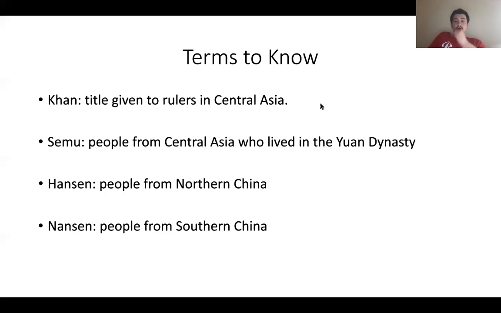So the terms you need to know for this lesson today are Khan, which is a title given to rulers in Central Asia. Semu, people from Central Asia who lived in the Yuan dynasty of China. Han Ren are people who are from northern China. And the Nan Ren are people from southern China. Those terms will make sense here in a minute.